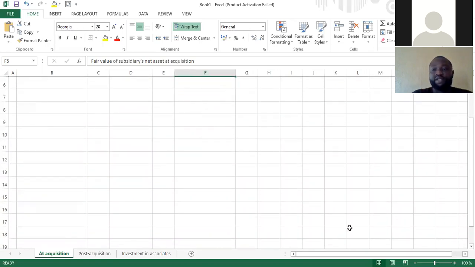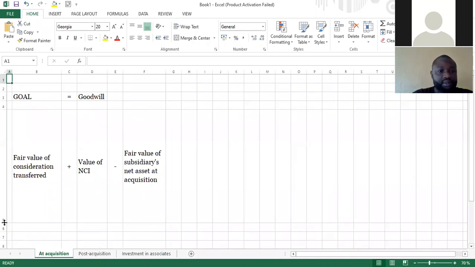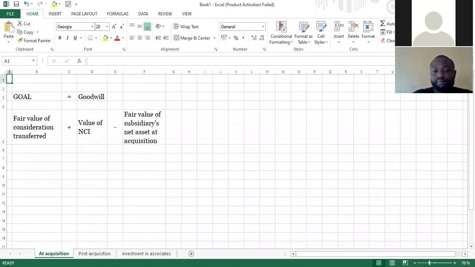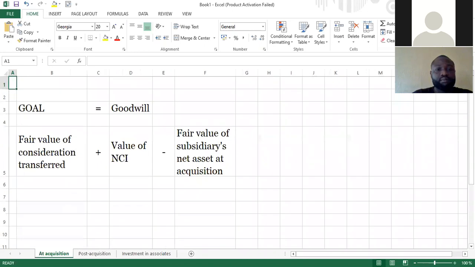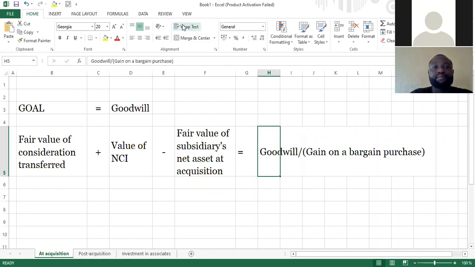So by the time you stir these three recipes up, you would get your goodwill at acquisition. So this is equal to goodwill, if it is positive. If it is negative, it's gain on a bargain purchase. This you would have learned previously.